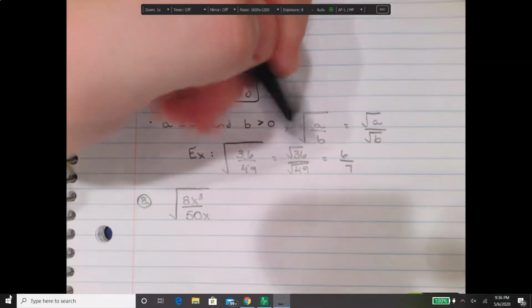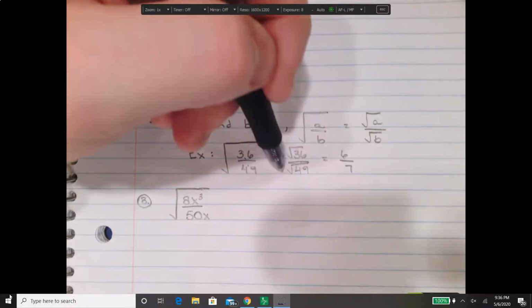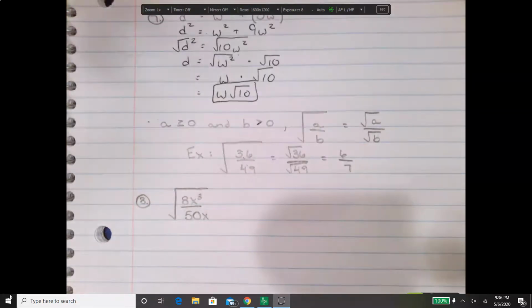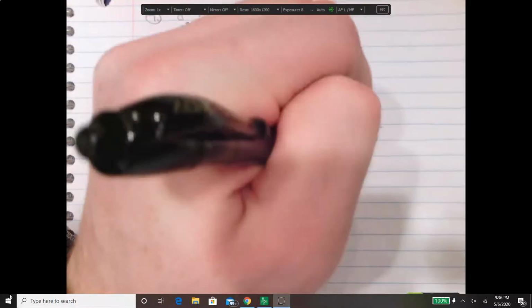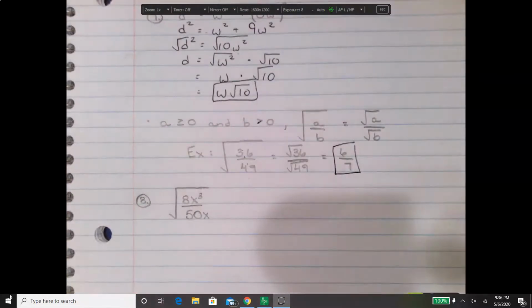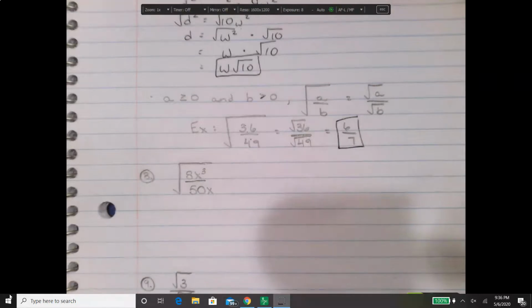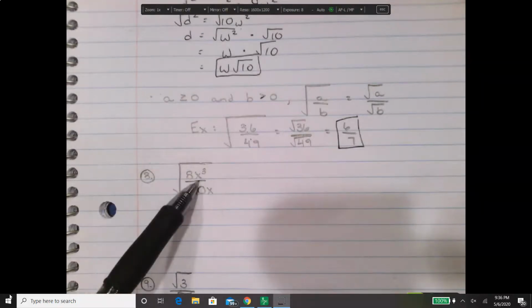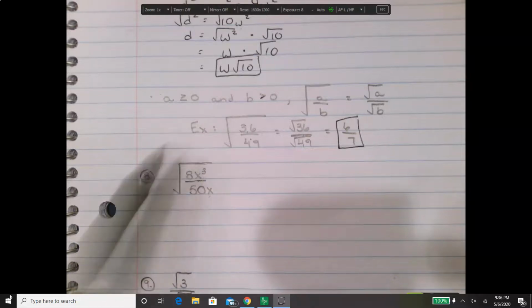So the square root of 36 is 6, the square root of 49 is 7. So my final answer would then be 6/7. So let's take that rule and apply it to number 8 here. My problem is the square root of 8x cubed over 50x, all underneath the square root symbol.